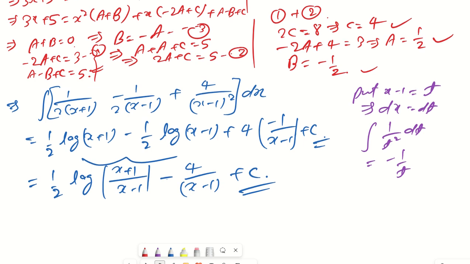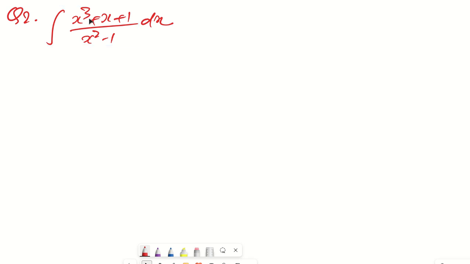Now let us take one more question, because partial fraction is very important. So question number 2: integration of x cube plus x plus 1 by x square minus 1. As you can see, the numerator degree is 3, so it is an improper fraction, right? So to convert it into a proper fraction, first we will divide this. So what we can do, x square minus 1 dividing x cube plus x plus 1, what is that?